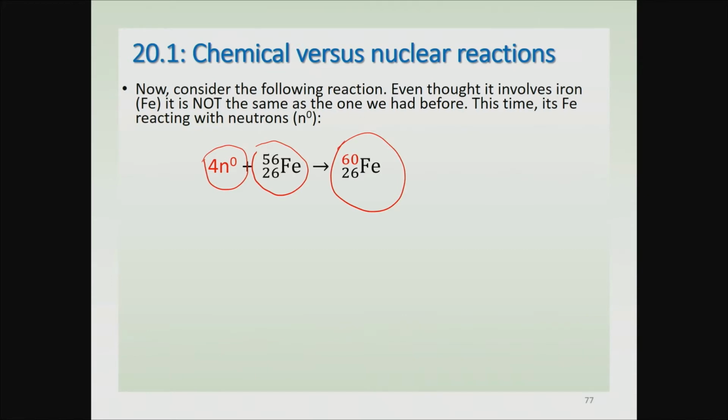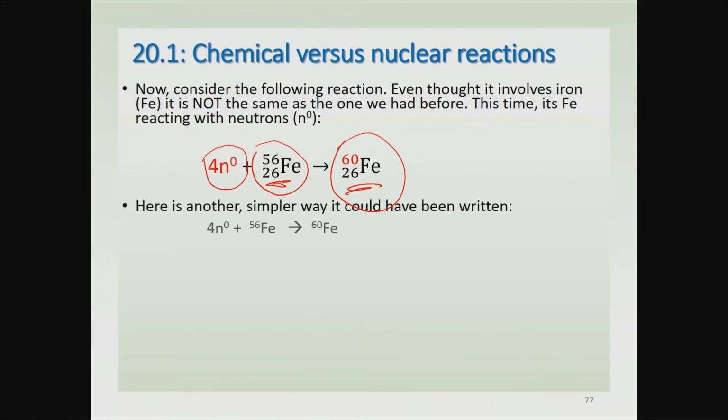So one of the things you can see here that has happened in this reaction is that we have changed the kinds of particles that are in the nucleus when we've gone from reactants to products. As a reactant, the iron atom had 26 protons and 30 neutrons, but as a product, it has 26 protons but 34 neutrons. For this reason, because the number of neutrons is changing, this is considered to be a nuclear reaction.